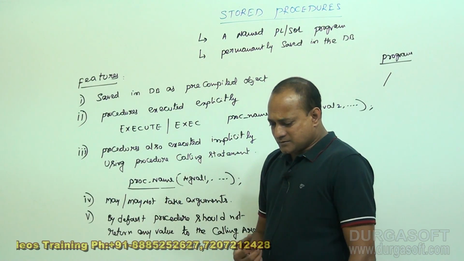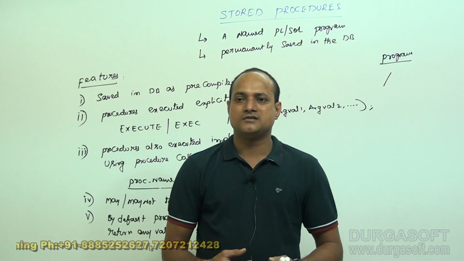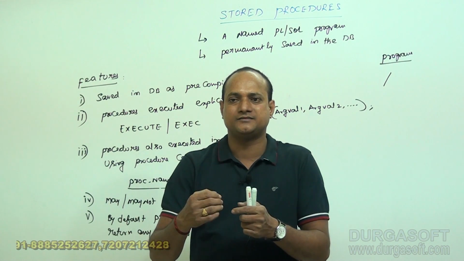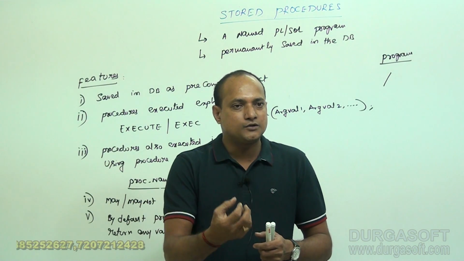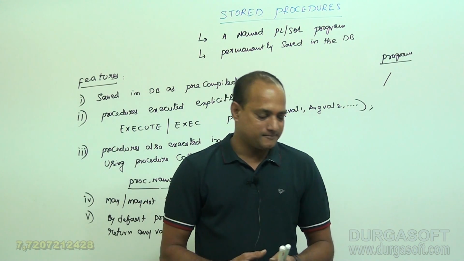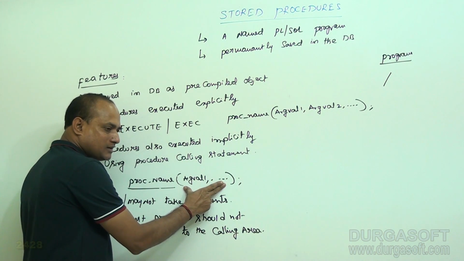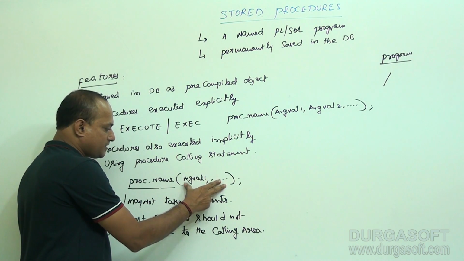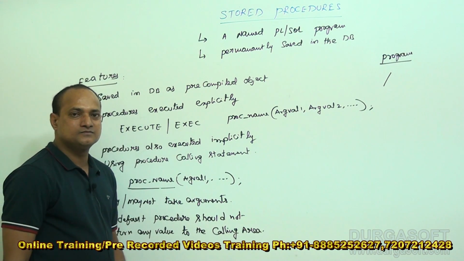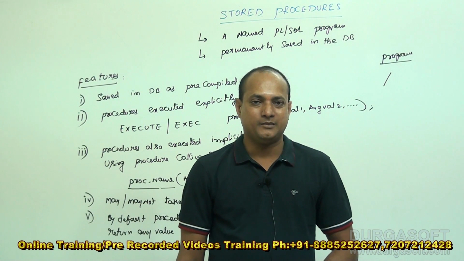And remember, a procedure by default should not return any value to the calling area. It will perform a task, perform some action, but it will not give any value after execution to the calling area. A procedure which is not accepting argument values is called static. A procedure which is taking argument values is known as dynamic.